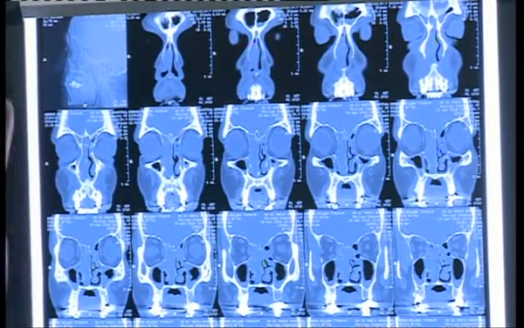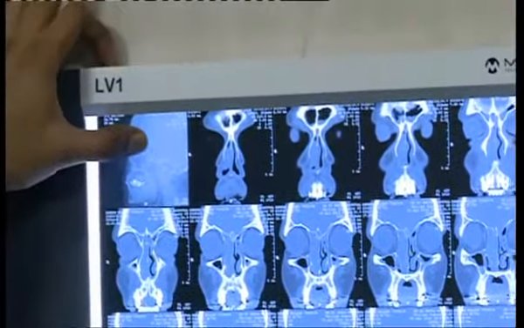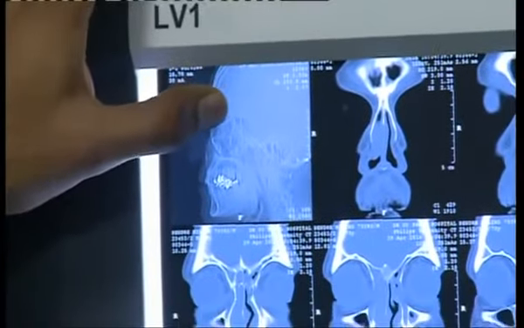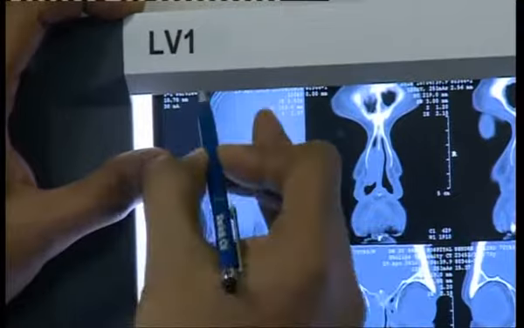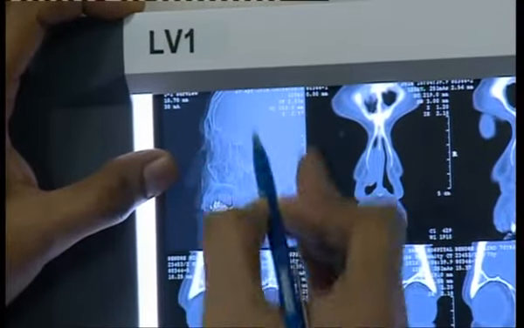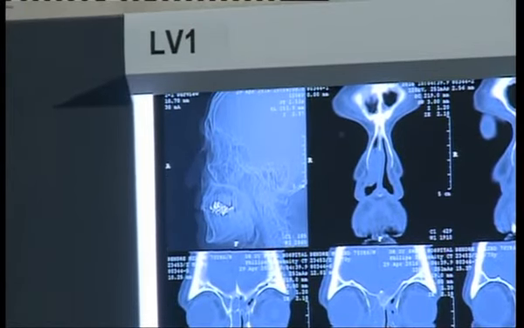So in coronal, what we are going to see, if you see this picture, can you focus on this? The scans are taken from anterior to posterior in this plane. Okay? And this is what I have read on the CT: 2.5 millimeter thickness.